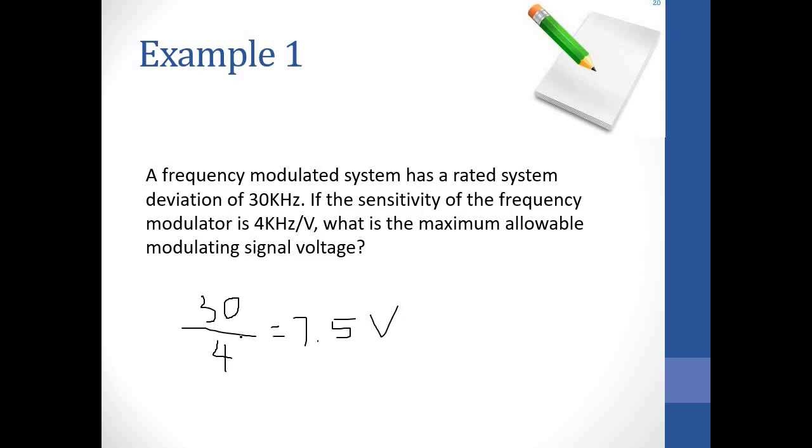What this means is that for every increase of 4 kilohertz, we have an increase of 1 volt. So to see the total voltage that we can vary by, we just divide 30 kilohertz by 4 to get 7.5 volts. This is the maximum allowable modulating signal voltage for this system's rated system deviation.